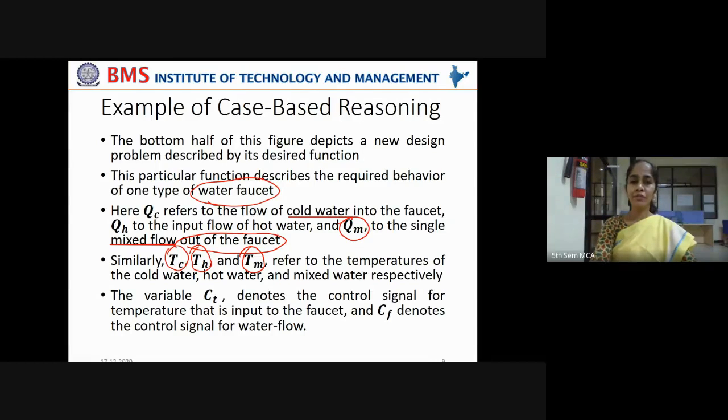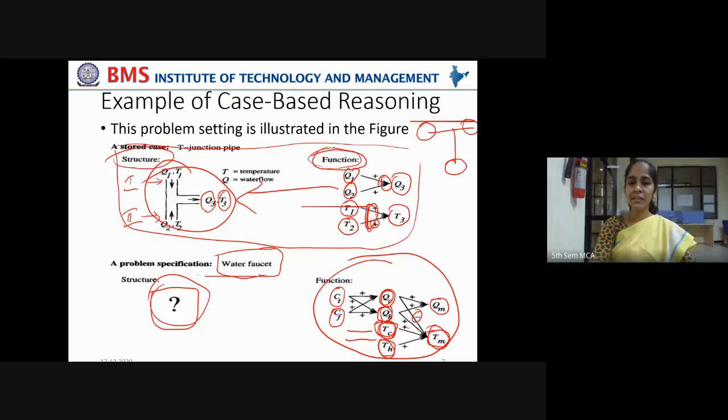This refers to the temperature of cold water, hot water, and mixed water respectively. These terminologies and notations are just descriptions. Now the variable Ct denotes the control signal for temperature that is input to the faucet, and Cf denotes the control signal for water flow. This is the control signal for temperature, which controls the temperature, and this is the signal which controls the water flow.